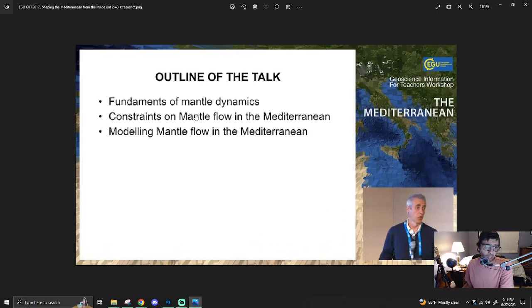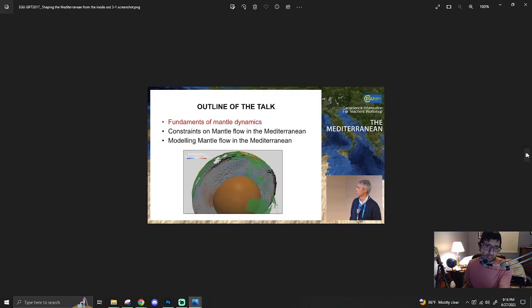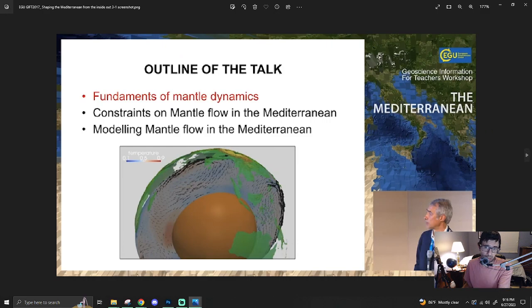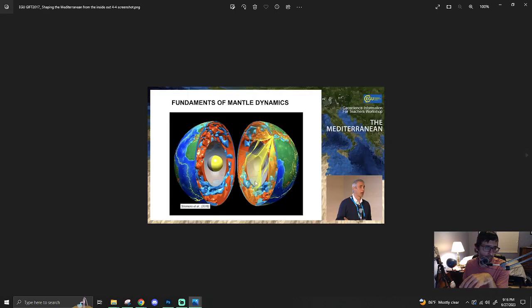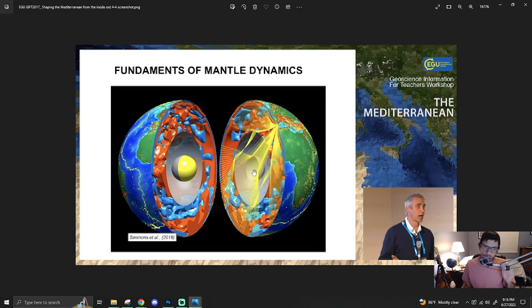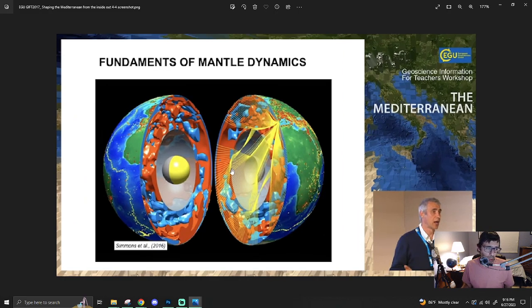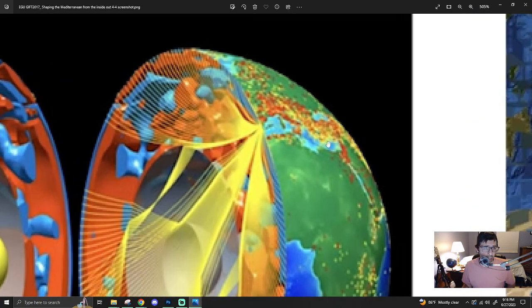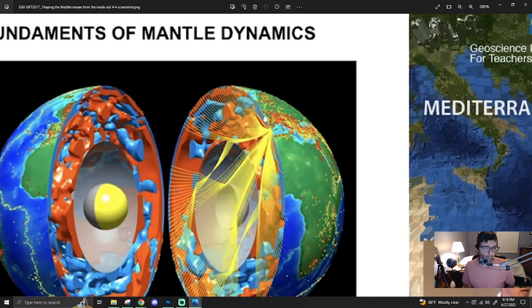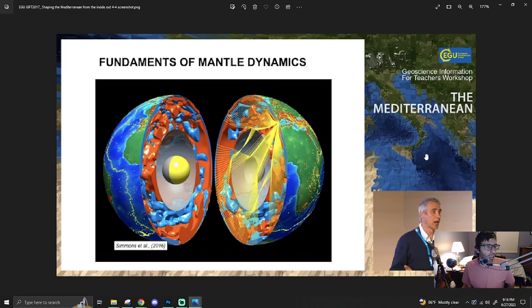Fundamentals of mantle dynamics, constraints on mantle flow in the Mediterranean, modeling mantle flow in the Mediterranean. This one was real interesting and had a lot of videos that I didn't take a picture of because there were videos. Fundamentals, okay, and then I took this picture in case I was curious. Lots going on here. I didn't know what to make of it because there's just so much going on, and it's kind of cross-sectioned at the Mediterranean relatively. Not sure what to make of it.